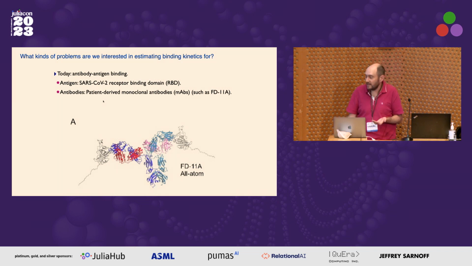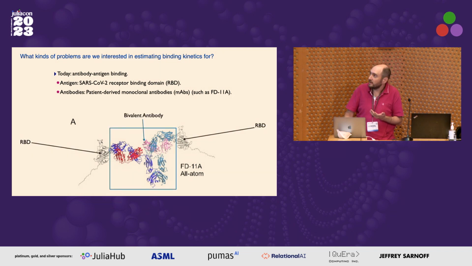Just in case you're not familiar with what I mean by all this, this is a structure of, in the middle there, a bivalent antibody. This is specifically the FD11A monoclonal antibody to the receptor binding domain. And here you see it has two binding sites. That's why we call it bivalent, where these receptor binding domains can come in and bind, and they can form a complex.